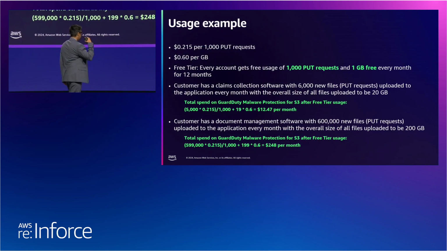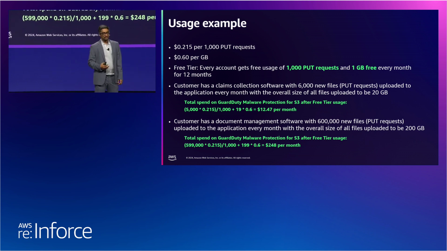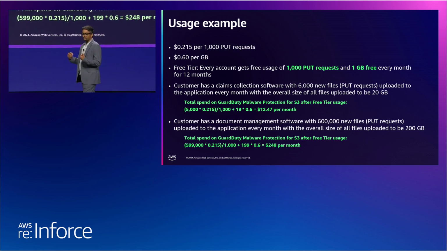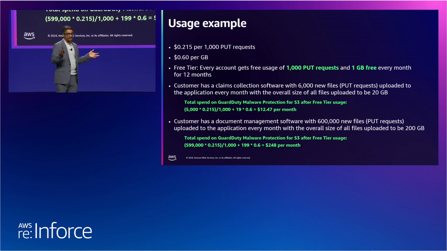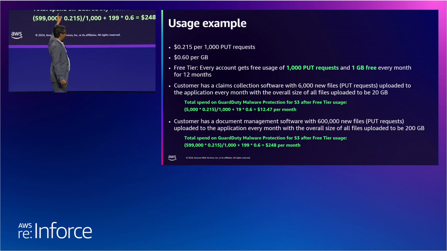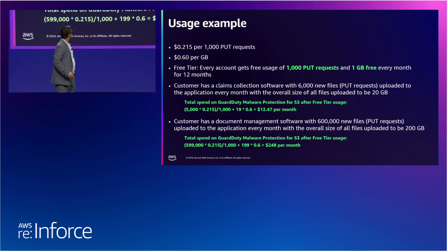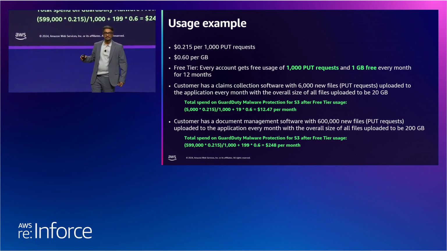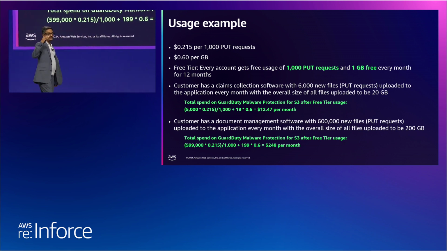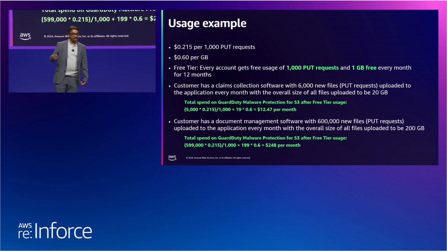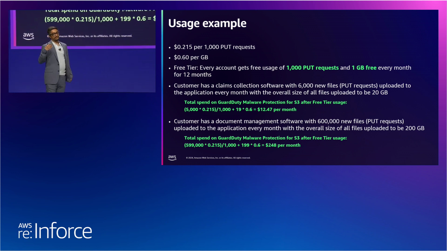Let's look at what the usage is and how that translates to what an end user is estimated to pay. So the pricing goes with $0.215 per 1,000 put requests. And this is all available on the pricing portal, but then it's 60 cents per GB. And then there is a free tier for every account. There'll be free usage of 1,000 puts and 1 GB free every month for the next 12 months.